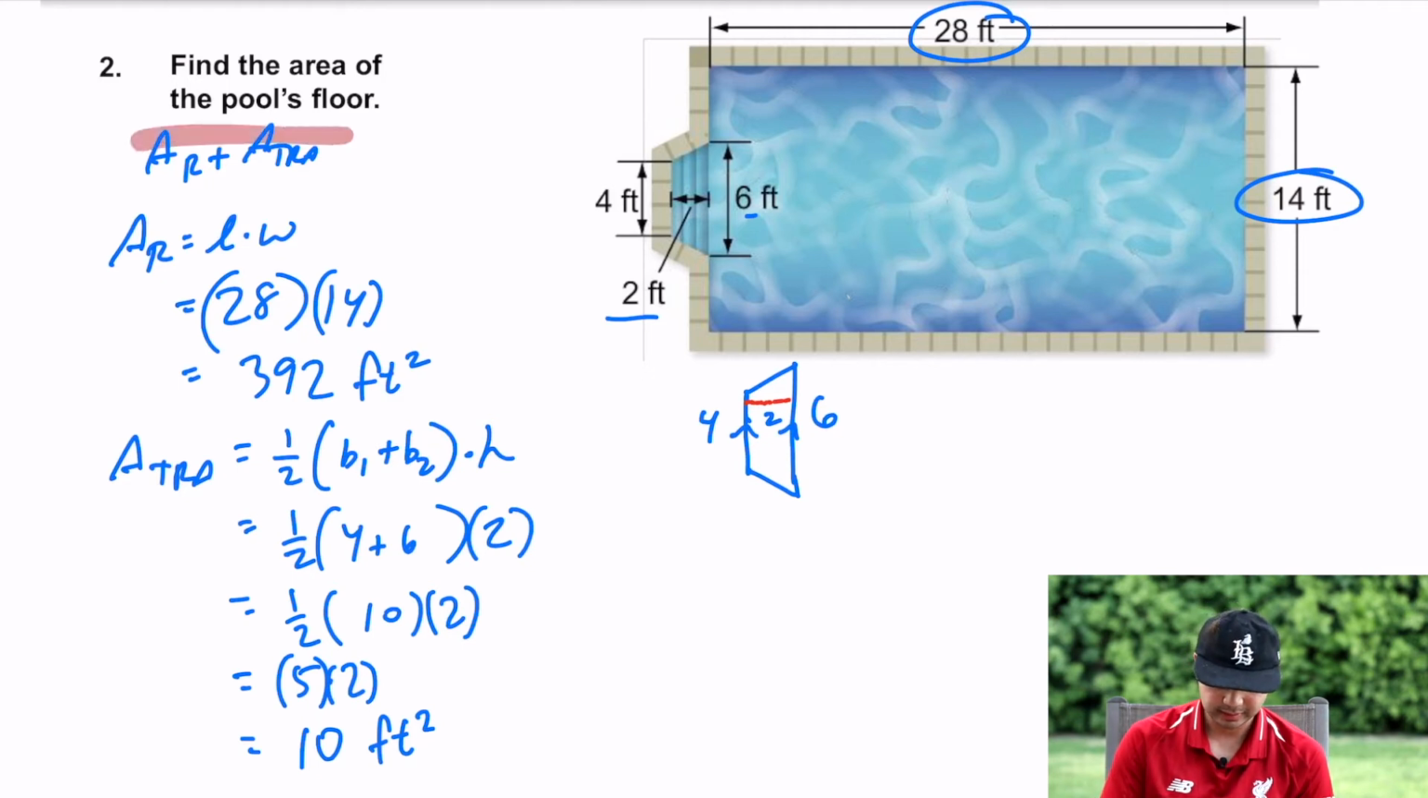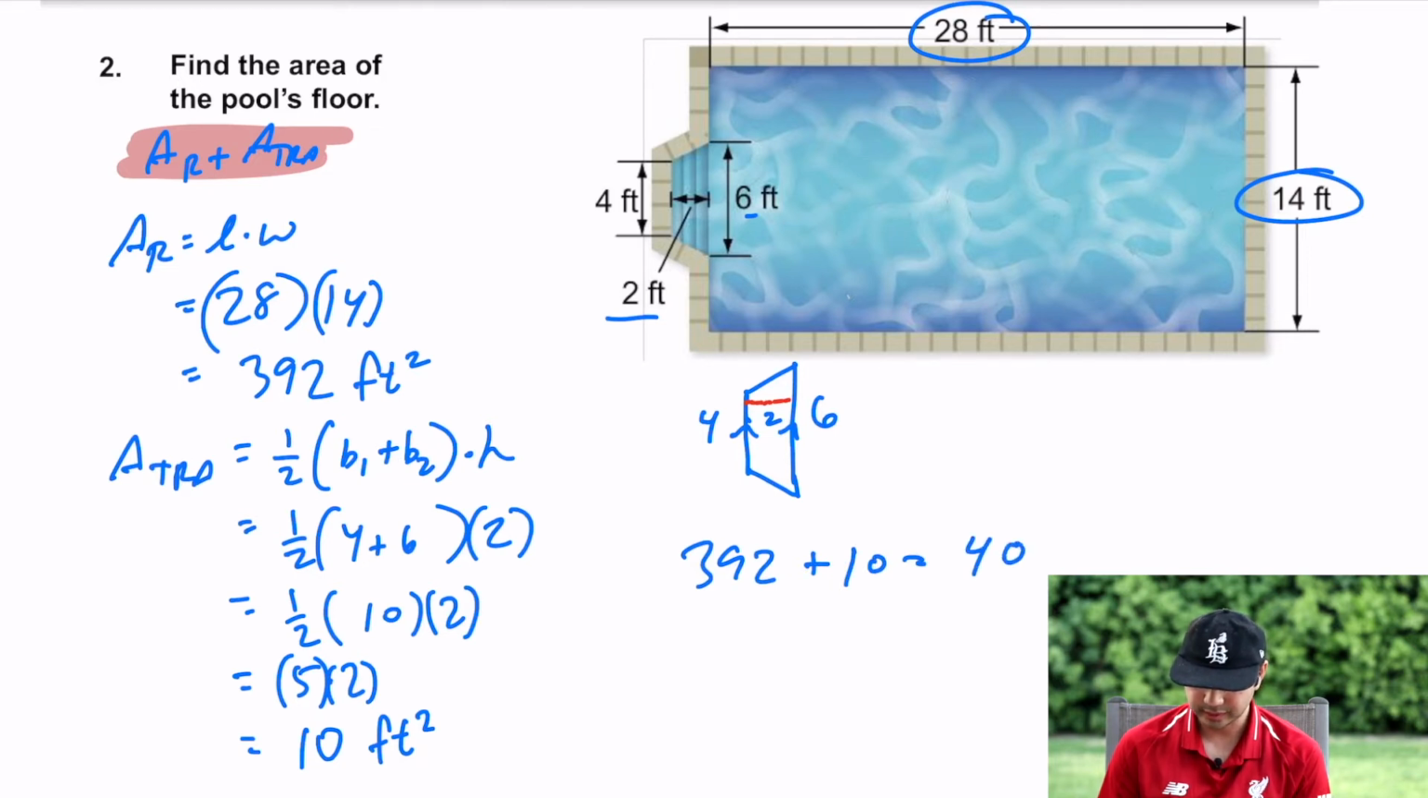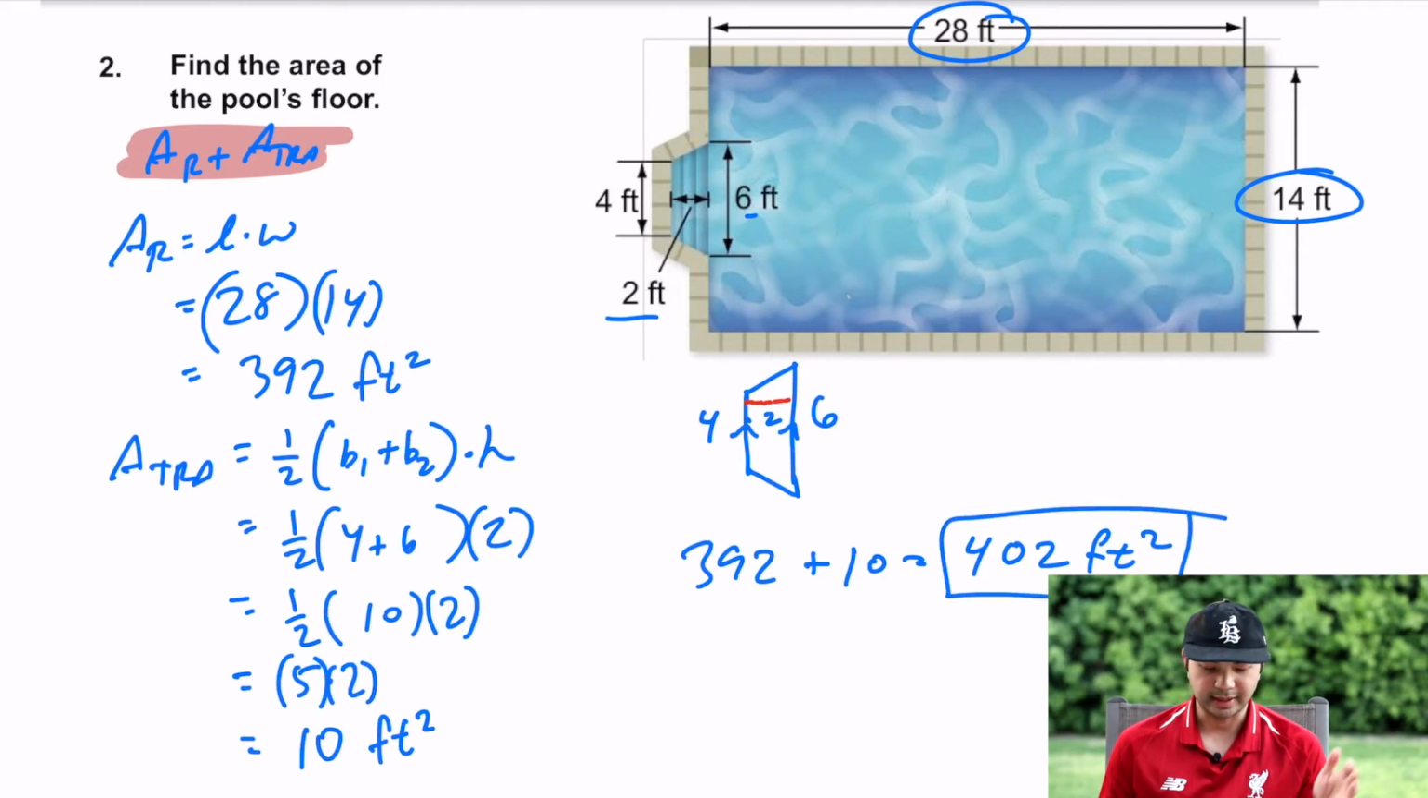And up here, we said that the area of everything is you just add them up. So 392 plus 10 is 402 square feet. And that is the area of the pool's floor.